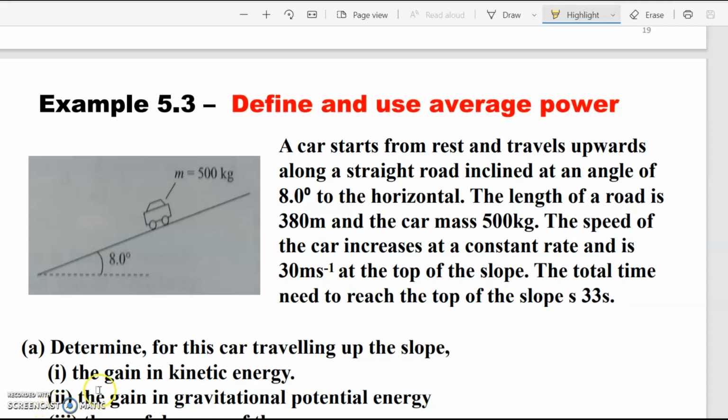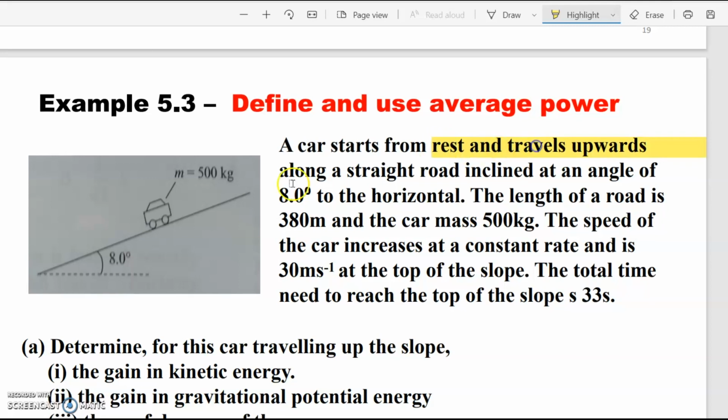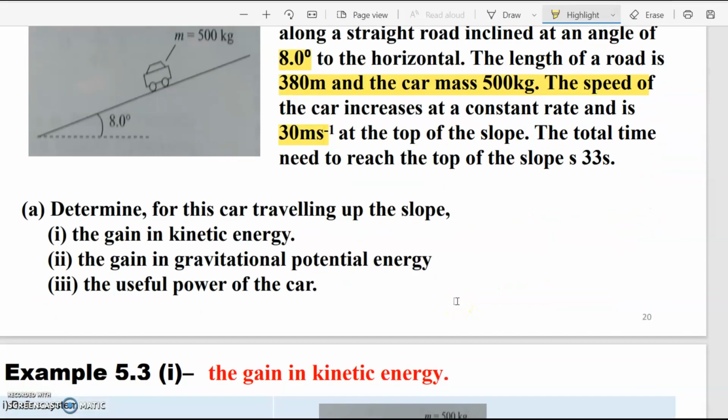Okay, the last example is 5.3, define and use average power. The question is: a car starts from rest and travels upwards along a straight road inclined at an angle of 8 degrees to the horizontal. The length of the road is 380 meter and the car mass is 500 kg. The speed of the car increases at a constant rate and is 30 meter per second at the top of the slope. The total time needed to reach the top of the slope is 33 seconds. We are going to determine, for this car travelling up the slope, 1, 2 and 3.